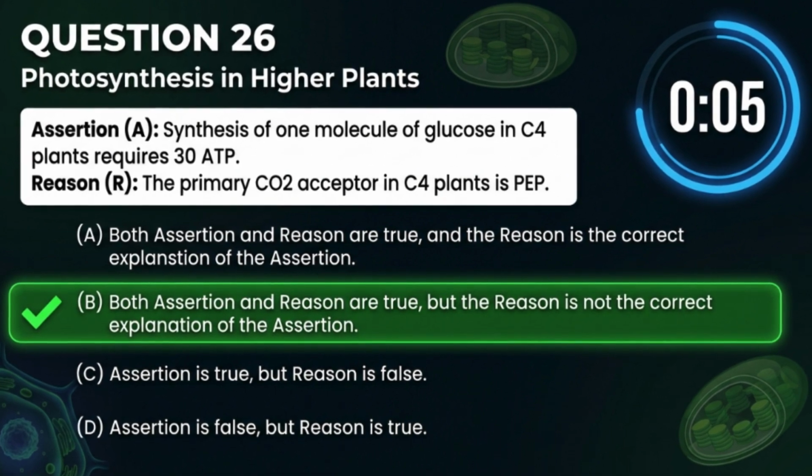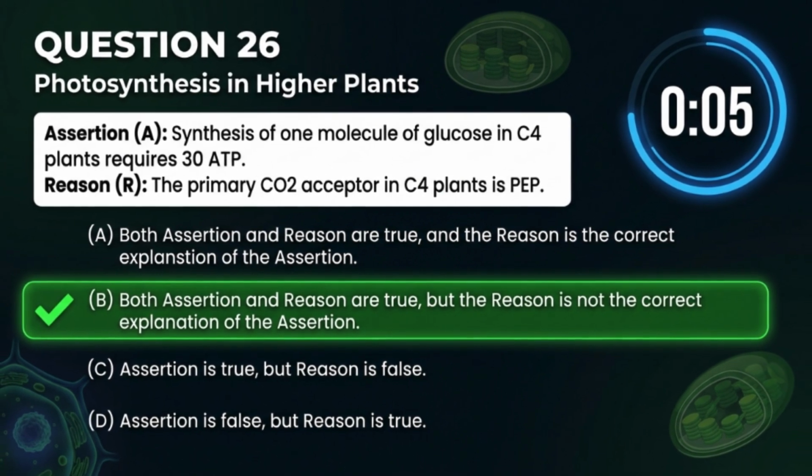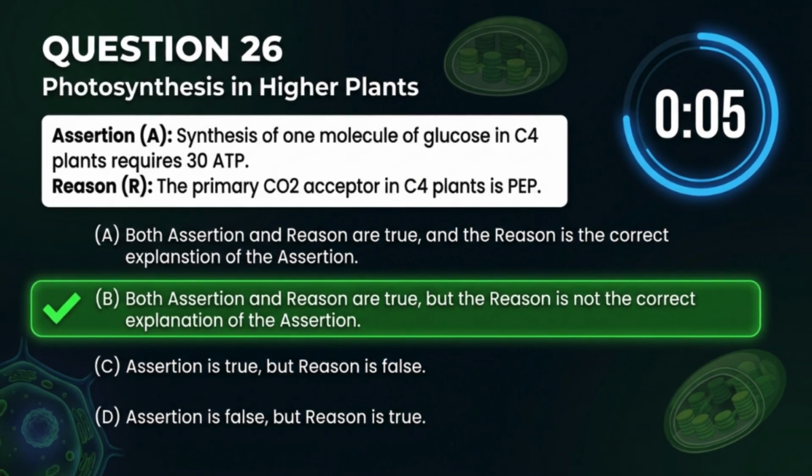Photosynthesis in higher plants. Assertion A: synthesis of one molecule of glucose in C4 plants requires 30 ATP. Reason R.